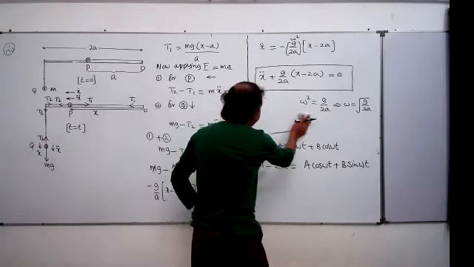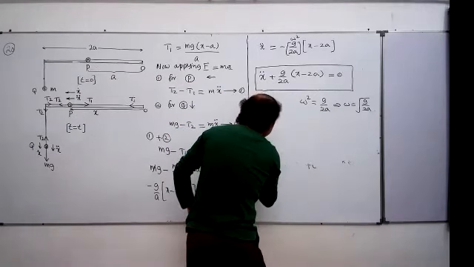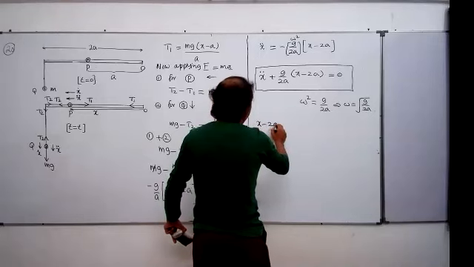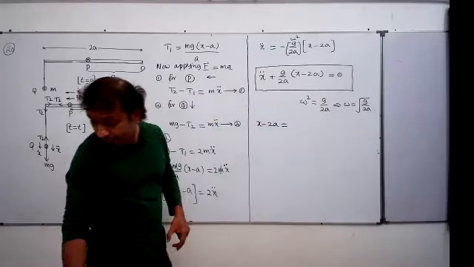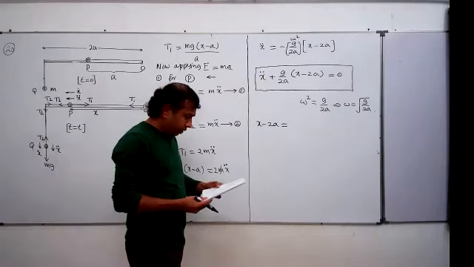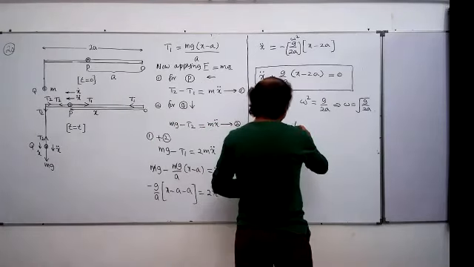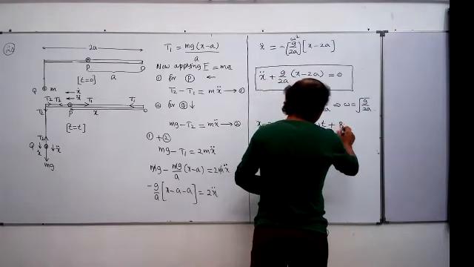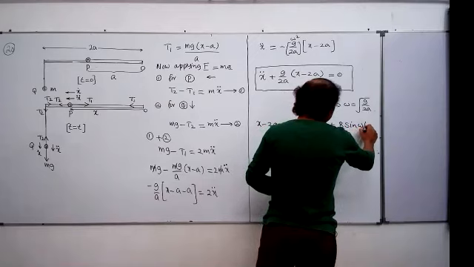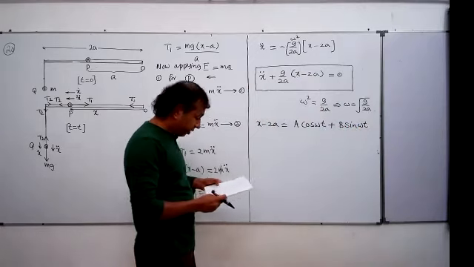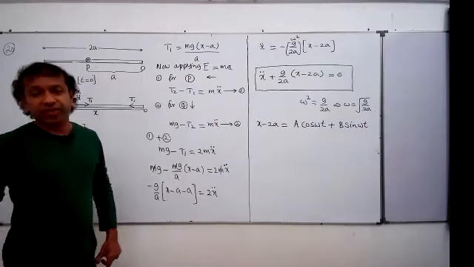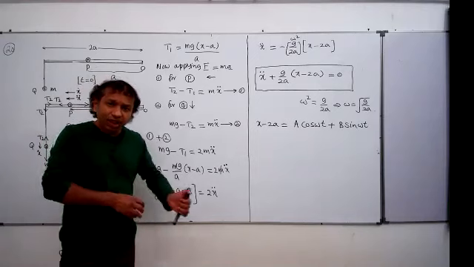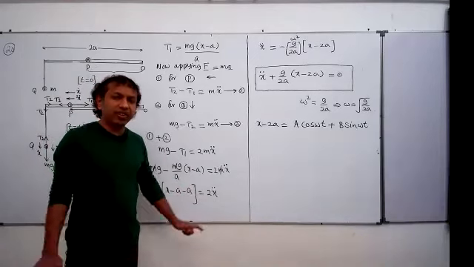Then I am going to write the solution of this equation: x minus 2a is equal to A cos omega t plus B sin omega t. Right. Okay. Find constants A, B. People, finding the constants A, B is again a very easy part.